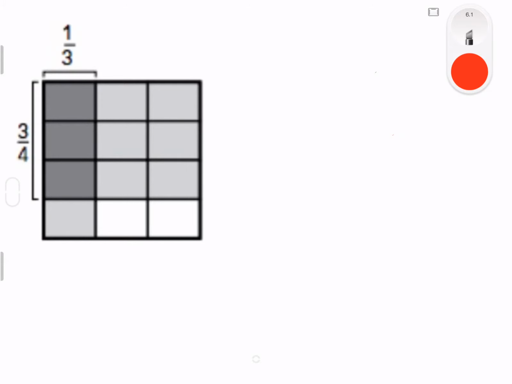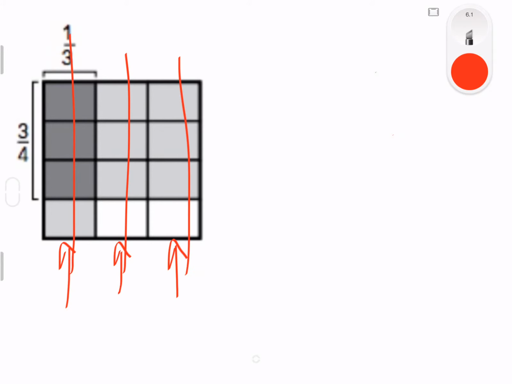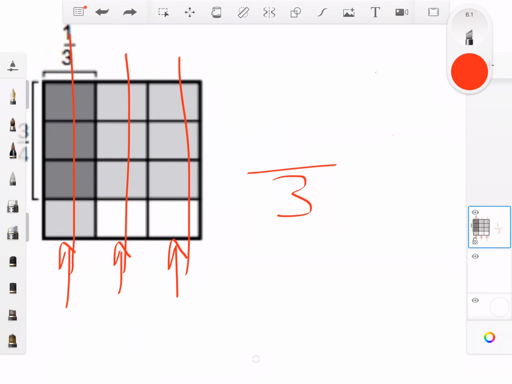Help us understand the model. It asks us to look at the model and answer the following questions. A column is what fraction of the whole? So we've talked about a column being a vertical or up and down row. How many vertical rows? How many columns are there? Well, there are 1, 2, 3. 3 total. And each one is just 1/3 of the whole. So that would be your answer for the first part of that question.